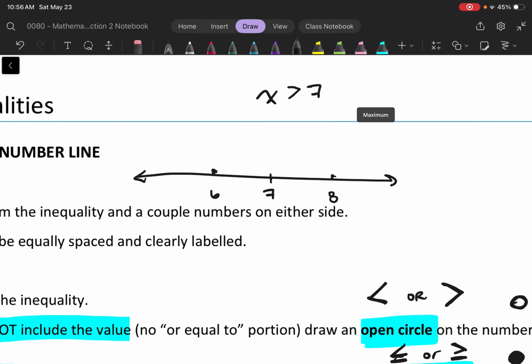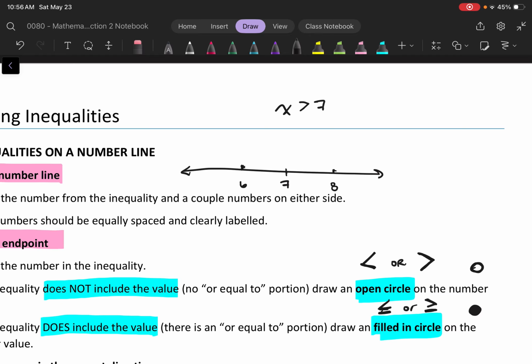So if I was going back to this example here, I said x is greater than 7. I would use an open circle, and I want to make sure it's obviously open.